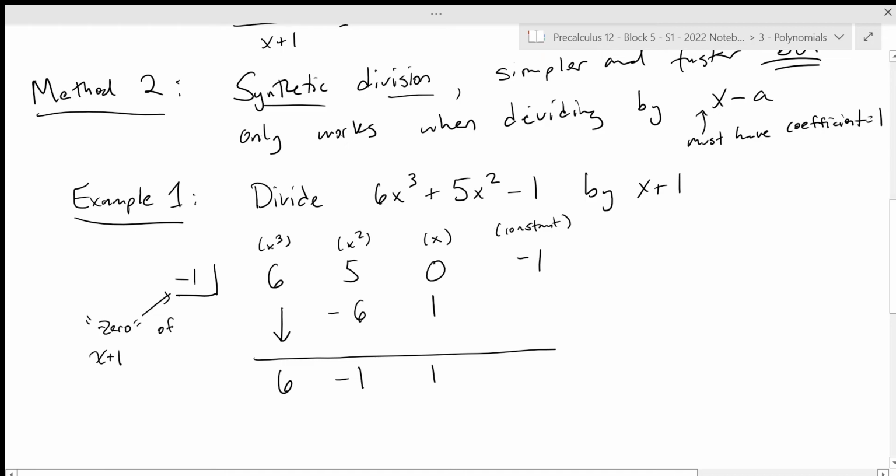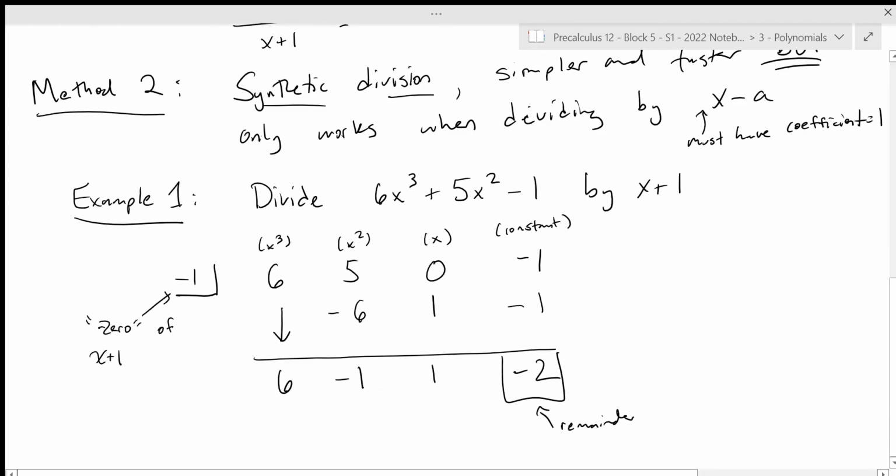And then we get here, minus 1 times 1 is minus 1, and we add these together. So instead of subtracting, you're just adding. So you're multiplying and then adding, multiplying, adding, multiplying, adding. What you have underneath your constant term is going to be your remainder.